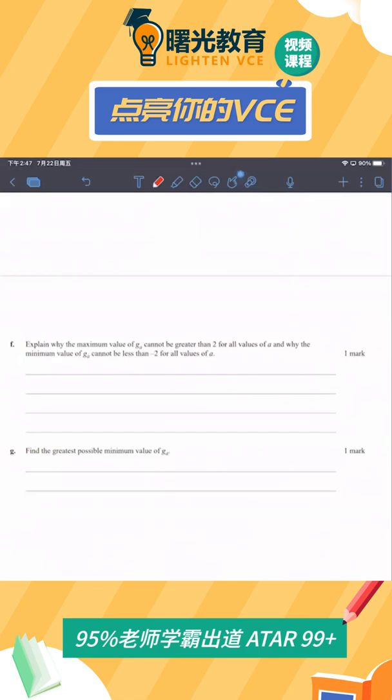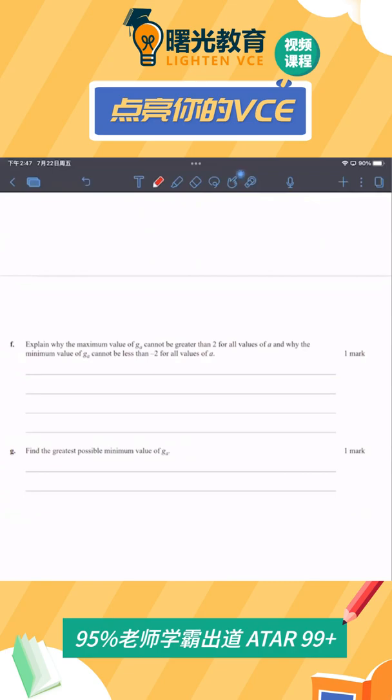Then you can set up your language and write clearly with nice, neat handwriting to answer the question. Do not answer in broken language. Answer in full sentences. And the last one: find the greatest possible minimum value of g_a. Now, again, everyone, what are we looking for? We're looking for the y, am I right? Yes, we're looking for the y.